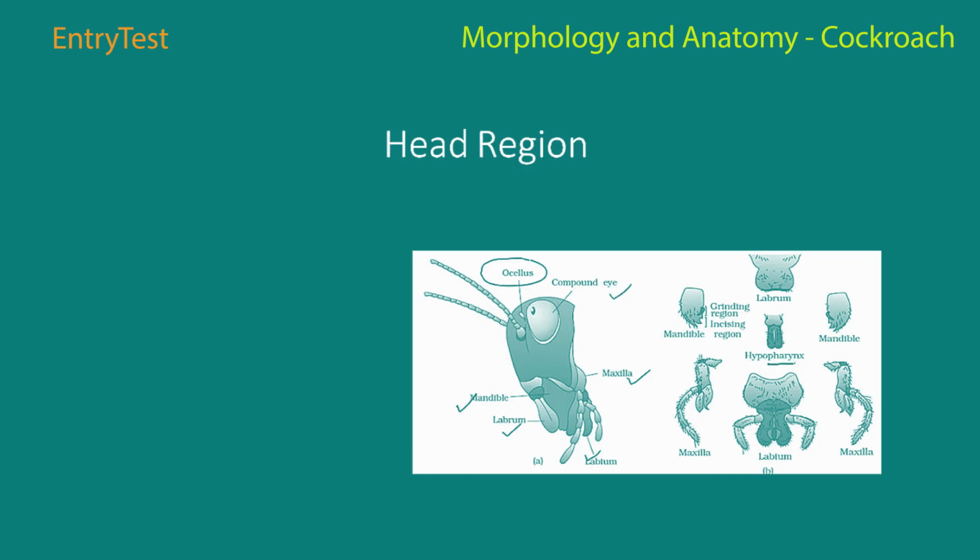So this you can see over here. And the labium is the lower lip. So let me put it over here. That is the lower lip. And the labrum is the upper lip. The mandible and the maxilla, these are basically nothing but the jaws.